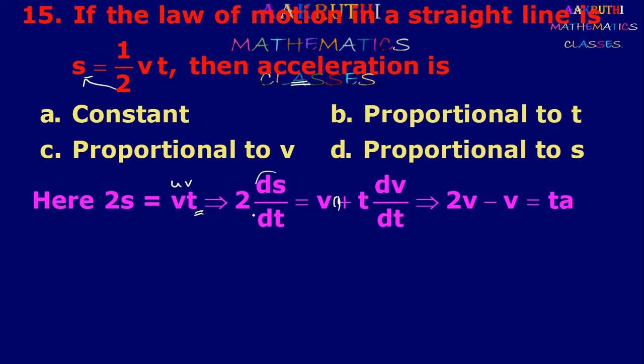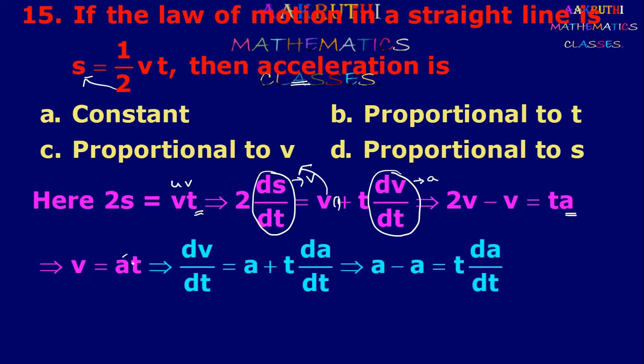Now ds by dt, the rate of change of displacement, is velocity. So we get 2v equal to v plus t into dv by dt. Taking v to the other side, we get 2v minus v equal to t into a. Here dv by dt, the rate of change of velocity, is acceleration. So a is acceleration. Now 2v minus v is v. We get v equal to a into t, where a is acceleration and t is time.